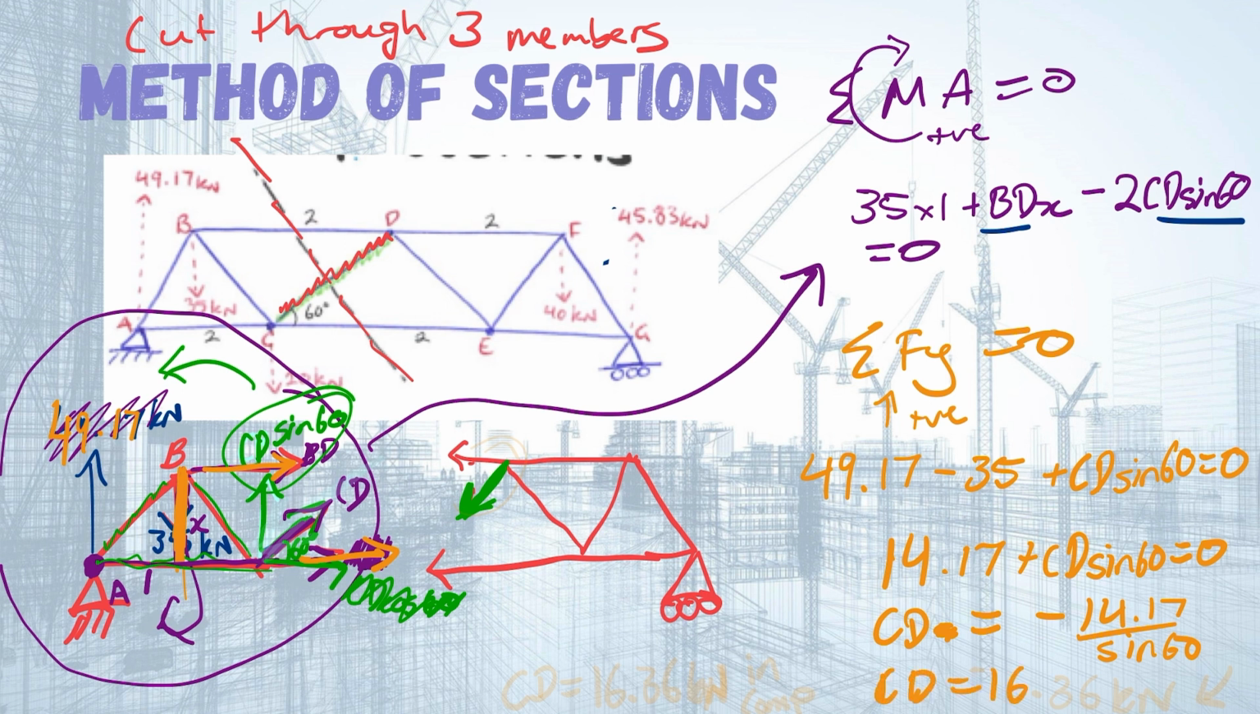16.36 kilonewtons, and it's negative, so it's going to be acting not upwards like we thought it was, but it's going to be acting downwards like that. So we can tell from that CD is going to be acting towards the joint we were looking at. So it's going to be in compression, because it's acting towards the joint. So CD equals to 16.36 kilonewtons in compression.